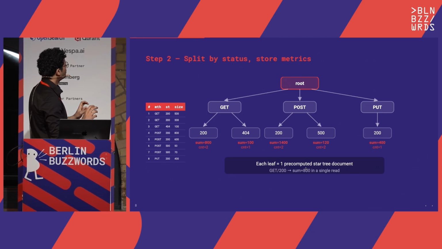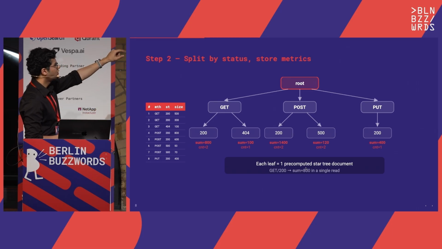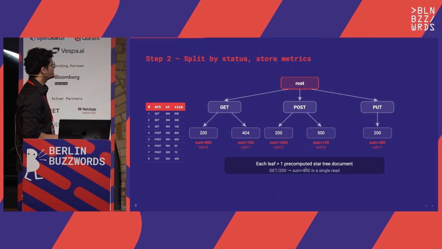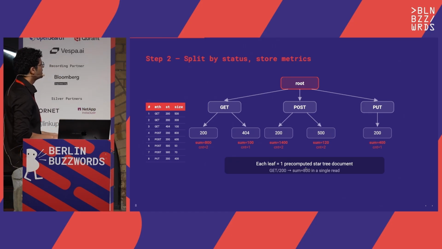Now, if you want to find out the total size where, let's say, method equals get and status is 200, what would happen? We'll start from the root node, then go to the get node, and then go to the 200 node. We'll directly get sum equal to 800 in just a single read. So it wouldn't matter if there are millions of matching documents for get 200 or just 2 documents in this case. We would just have to do a single read.